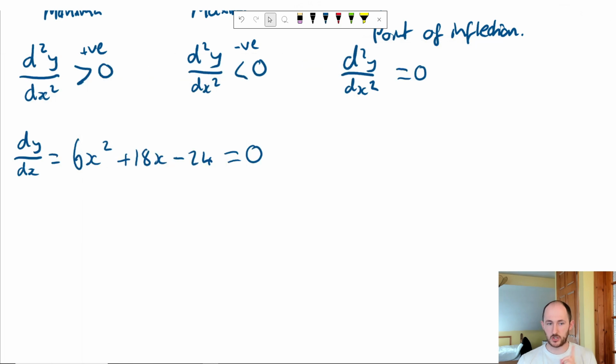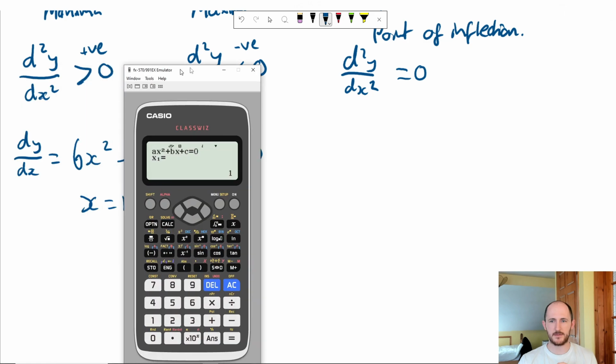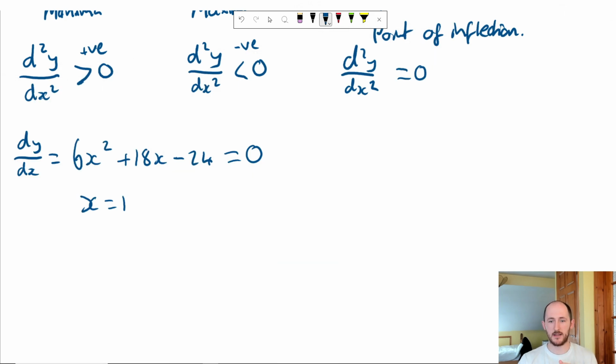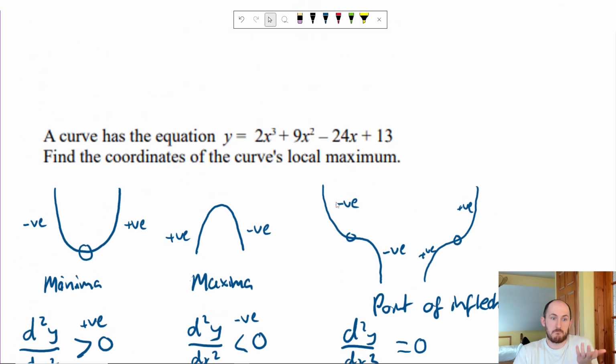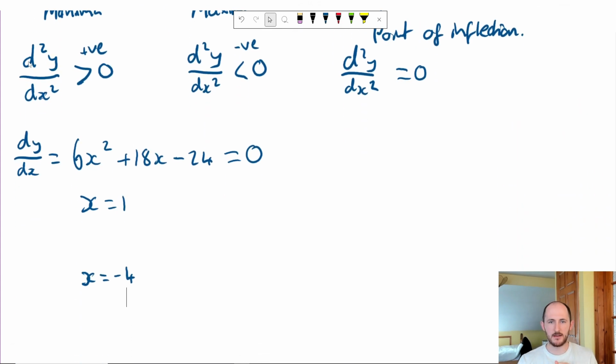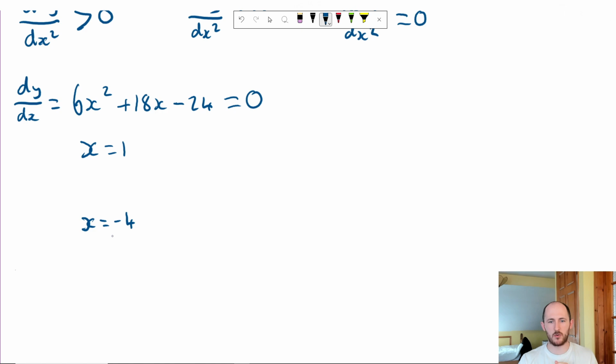So I have 2 x coordinates. We have x equals 1, and we have x equals minus 4. Okay, now which one, if any, is the maximum? Don't know. How can I check? I differentiate again. So we're going to do our second order differential, our double differential.